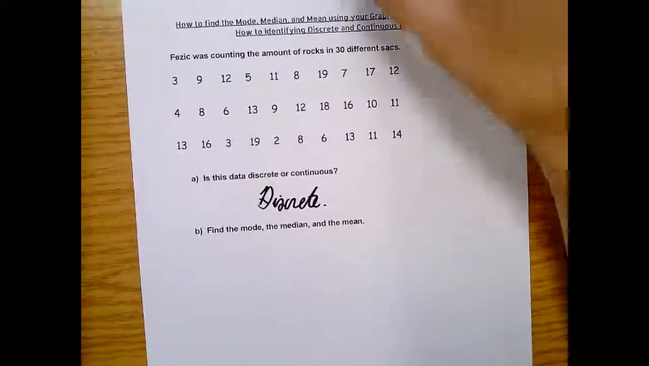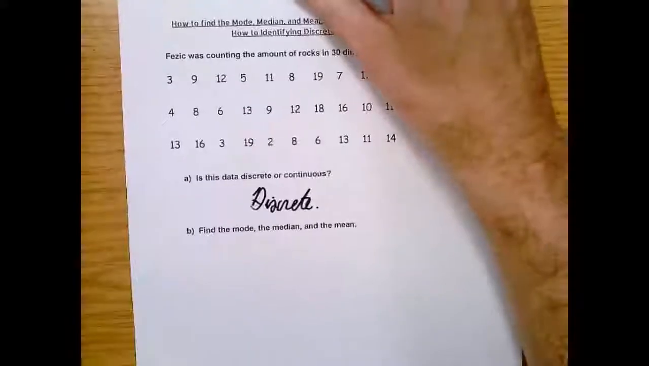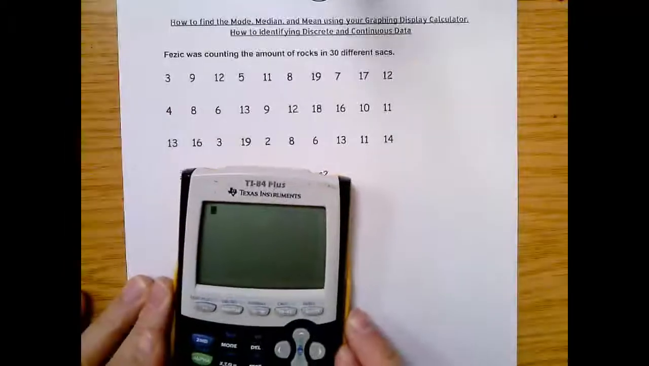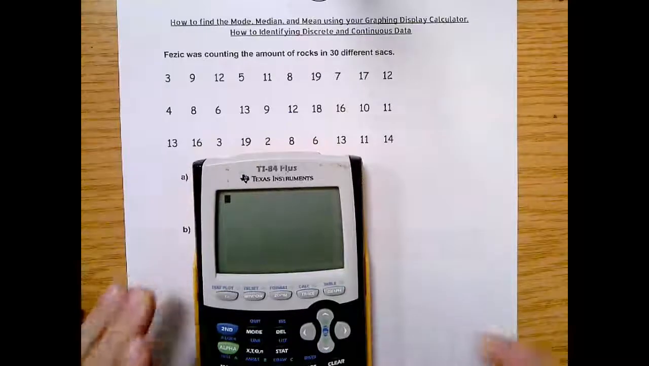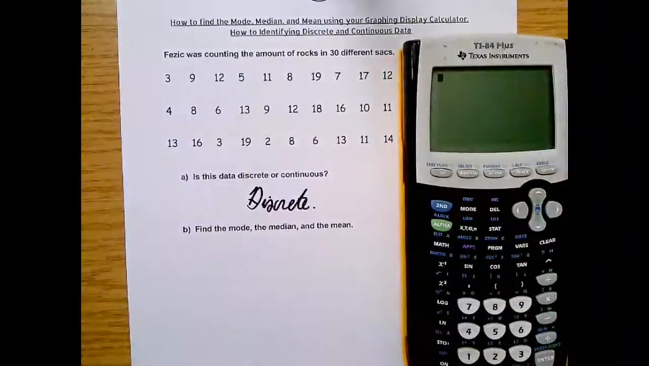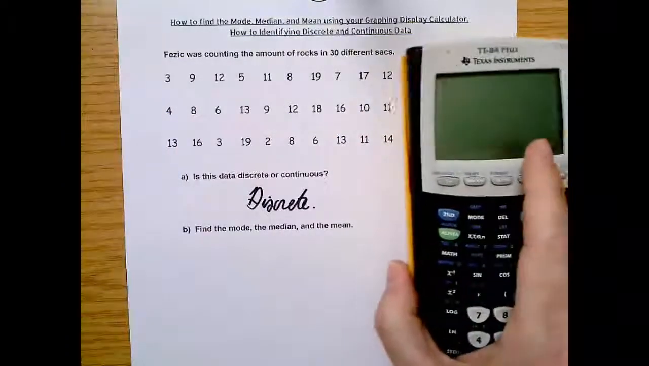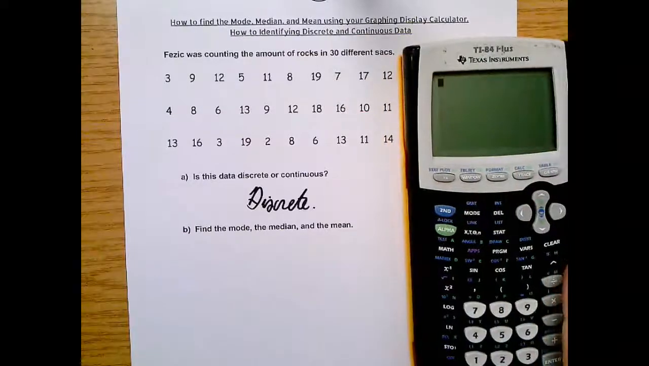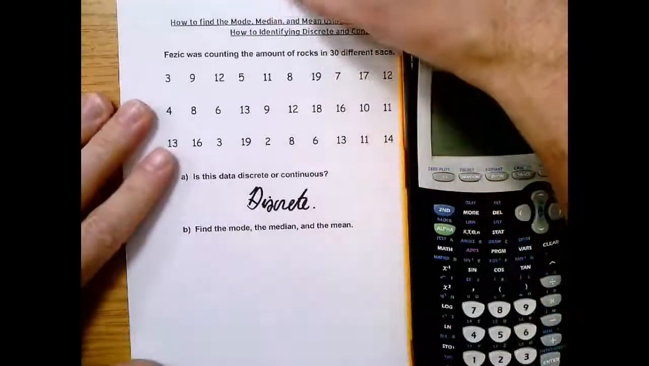All right. Now let's go to the more involved part. It says find the mode, median, and the mean. And we're going to do this with our graphing display calculator. So let's just go through this process step by step. The first thing we want to do here is enter this data into our table. But before we do that, we want to make sure our tables have no data inside of them.